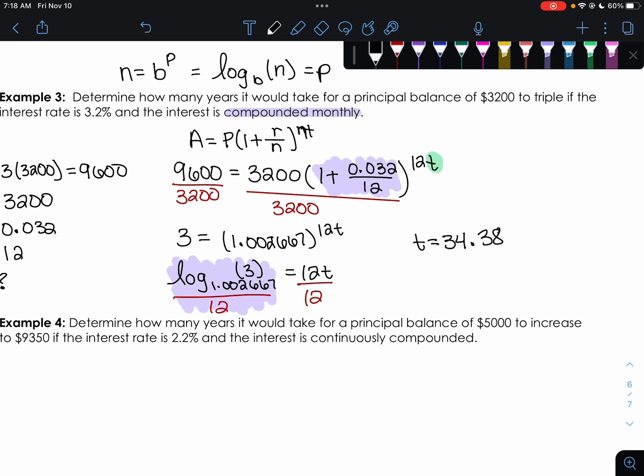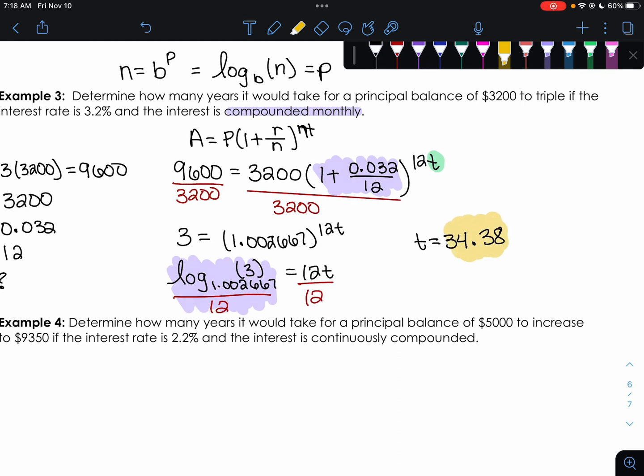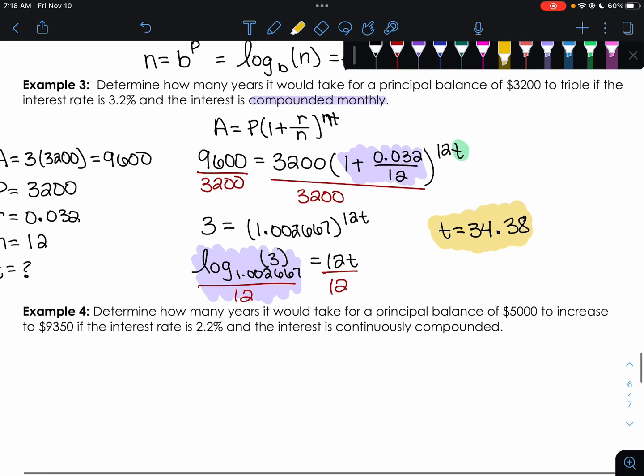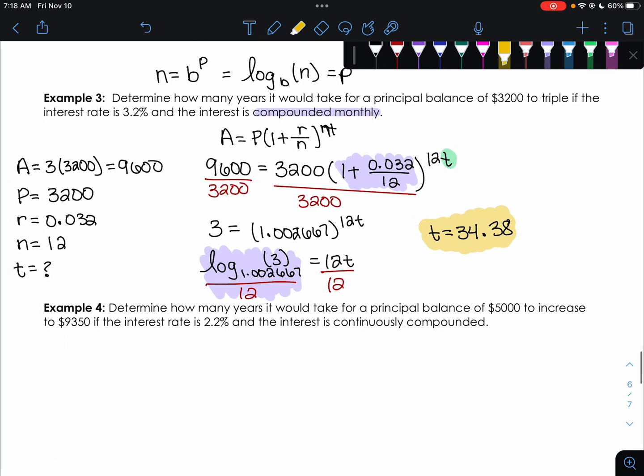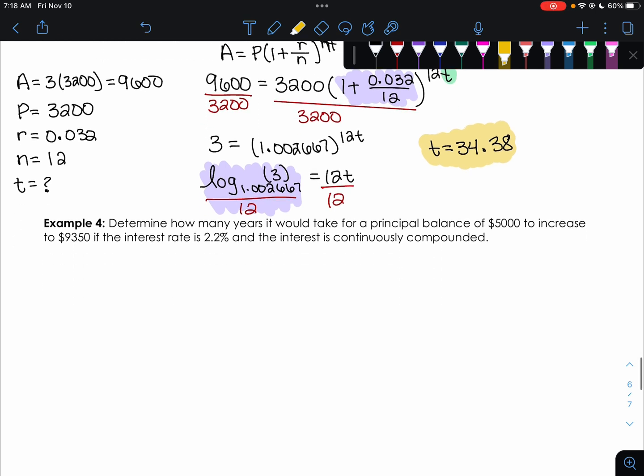34.38. So it would take about 34.38 years for it to triple. If we needed to round to the nearest year, it'd probably be about either 34 or 35 years. Since that decimal's there, it's probably more 35 years if we're going to the nearest year for that.